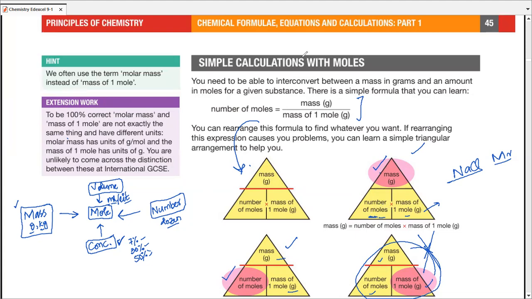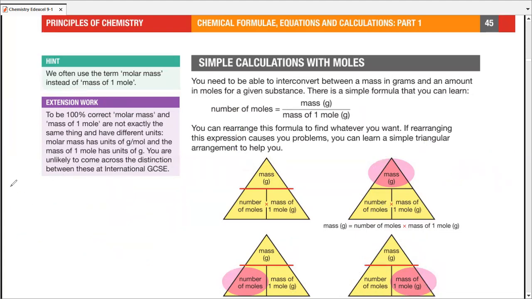So let's clear everything else and let's give you a few questions. Now, question one, convert mass to mole.